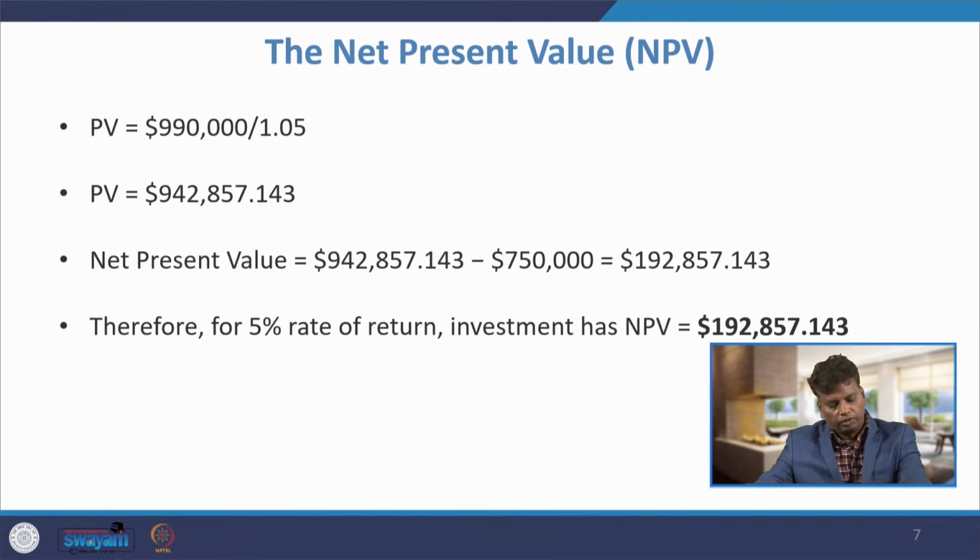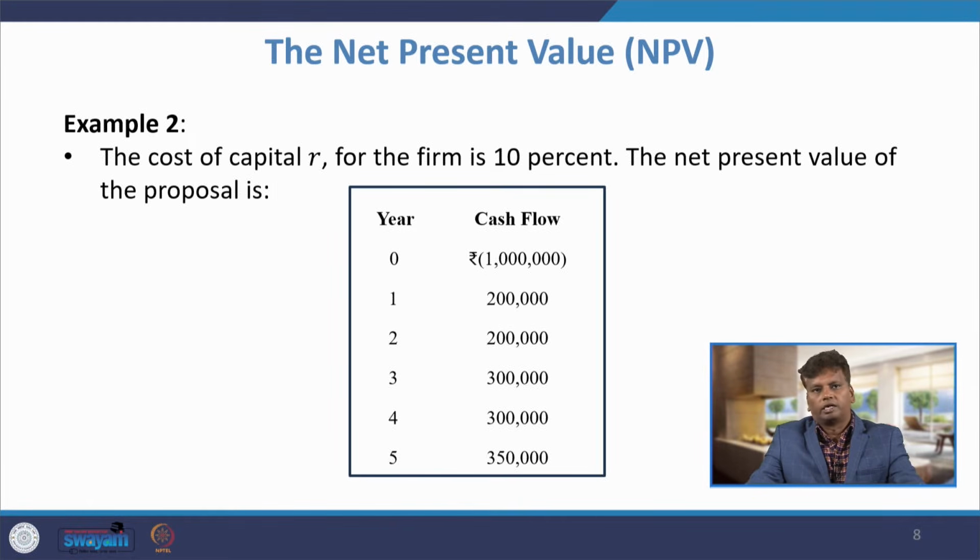Now we have to find the net present value. When you subtract our initial investment of $750,000 from this present value, you get $192,857. Therefore, for a 5% rate of return, the investment has an NPV of $192,857.